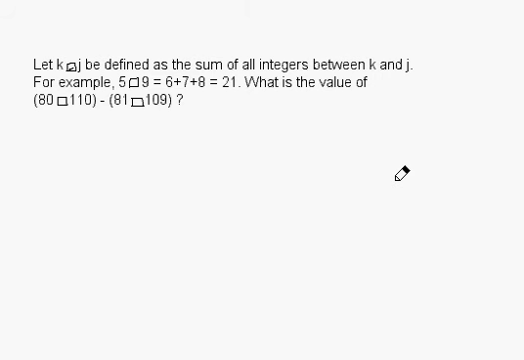Let's take a look. Let k box j be defined as the sum of all integers between k and j. For example, 5 box 9 equals 6 plus 7 plus 8, which is 21. What is the value of 80 box 110 minus 81 box 109? If you want to take a shot at this question on your own, press pause now.